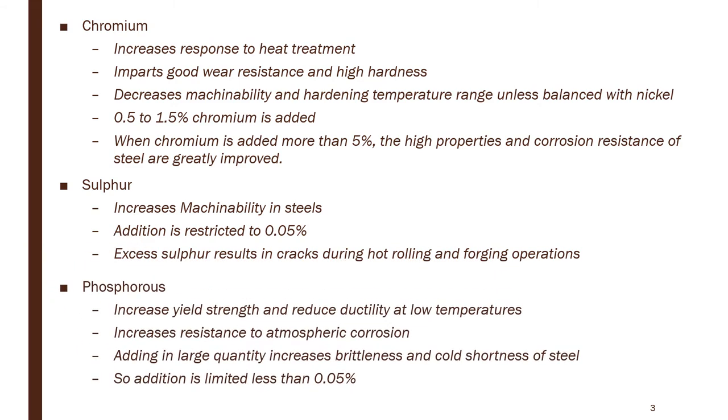Next one is phosphorus. Phosphorus is also added, which is also present in steels. In addition to increasing yield strength and reducing the ductility at lower temperature, phosphorus is believed to increase the resistance to atmospheric corrosion. However, if you add phosphorus in large quantities, it increases the brittleness and cold shortness of steel. So its addition is kept below 0.05% in most of the steels.